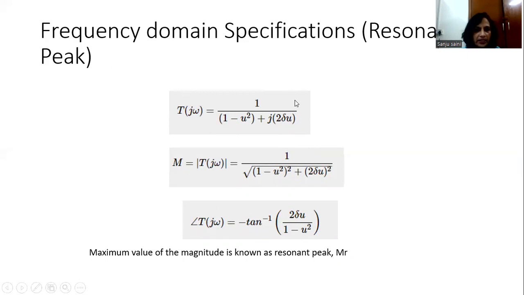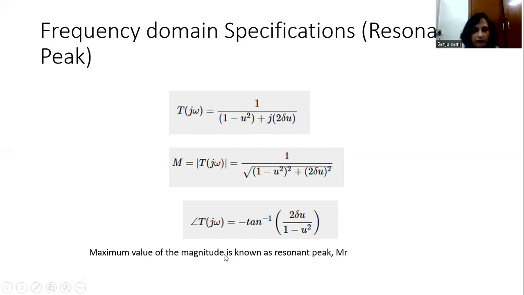Now from this expression, we can separate the magnitude and phase angle of T(jω). The denominator is of the form a + jb, so its magnitude will be equal to the root of a² + b². So the magnitude of T(jω) will be equal to 1 divided by the root of this square plus this square. Similarly, the angle of T(jω) will be equal to minus tan inverse b/a. The angle corresponding to this expression will be tan inverse of 2δu divided by 1 − u². Since it is in the denominator, there will be a minus sign associated with it. So this is the magnitude of T(jω), and this is the angle of T(jω).